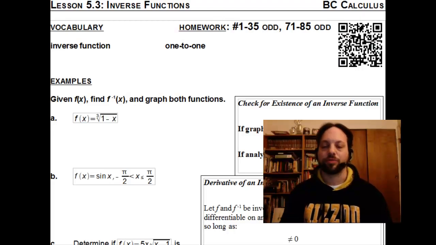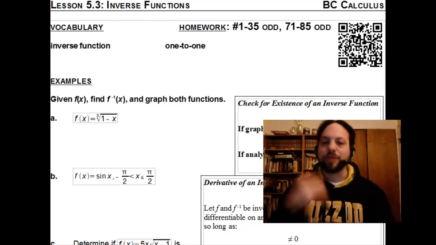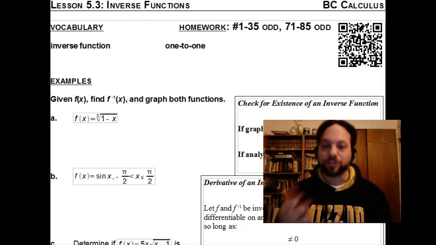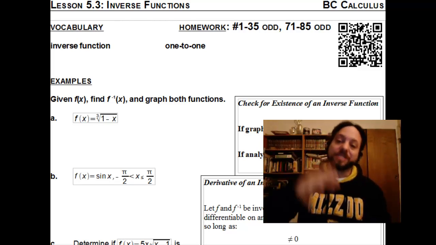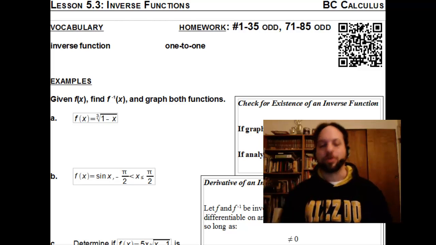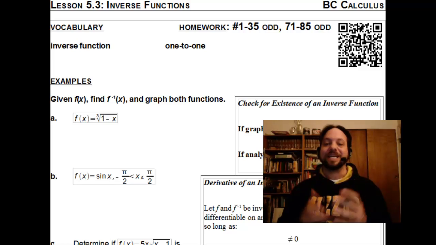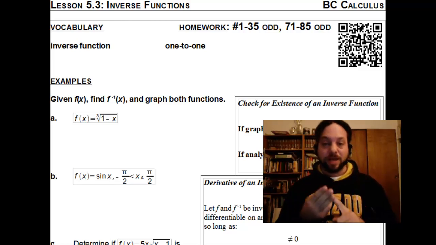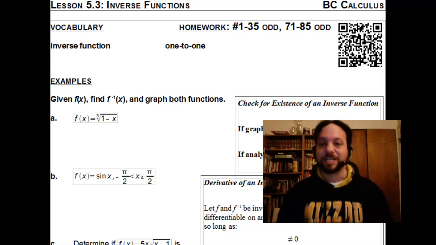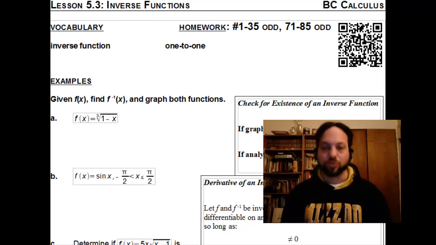In Lesson 5.3, Inverse Functions, we're going to take a step back to Algebra 2 and re-examine what it means for a function to have an inverse. Some functions have inverses that themselves are functions, and those are what we refer to as inverse functions. We're going to spend this lesson investigating those inverse functions: whether they exist, how to find them, and most importantly for calculus, how to find derivatives of those inverse functions at certain places on the inverse function's graph.